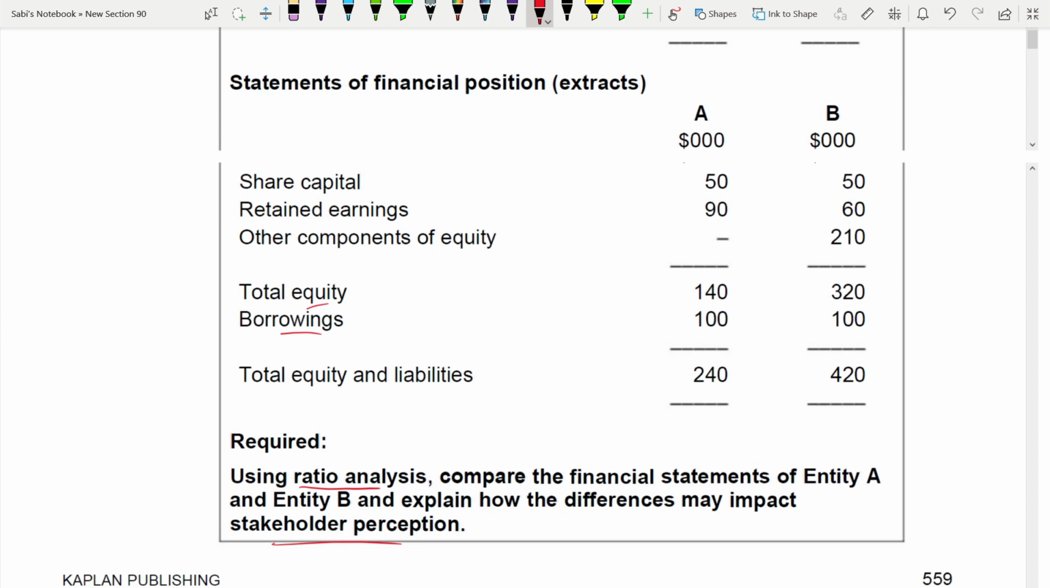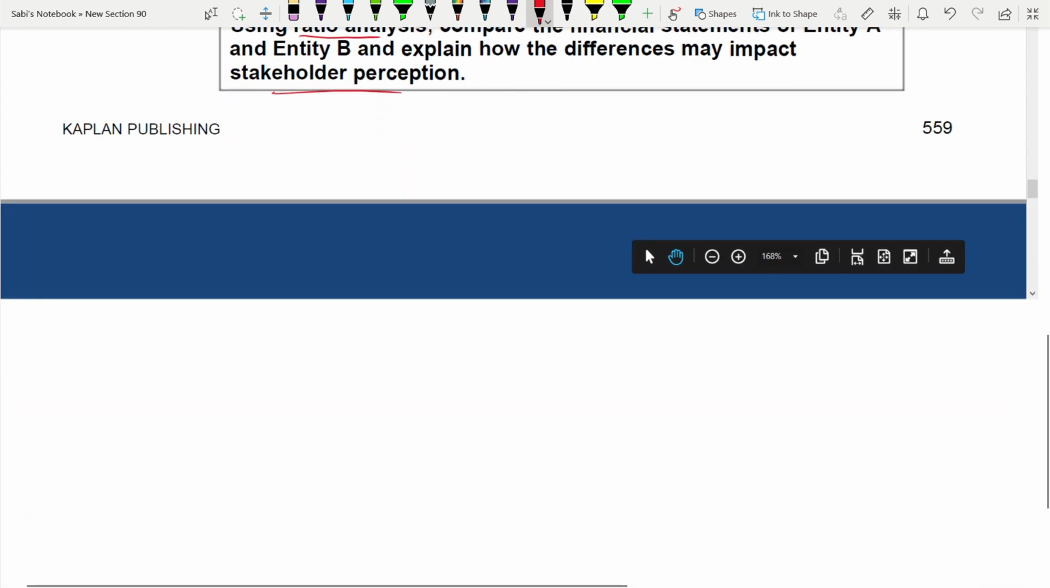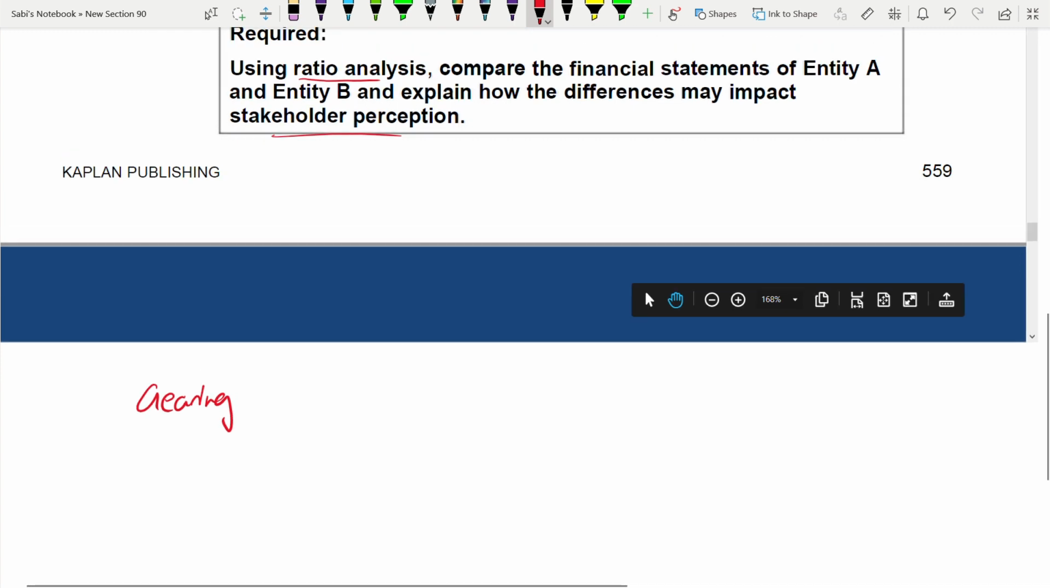So one ratio is the gearing ratio. You have to decide which, see there are so many ratios that you've gone through. You have to be smart enough to choose which type of ratios. Even though you are writing only 2-3 ratios, they can show you the maximum impact. You can get the maximum answer from it.